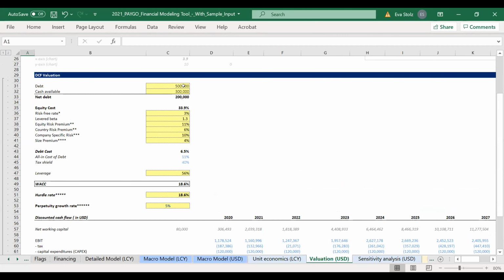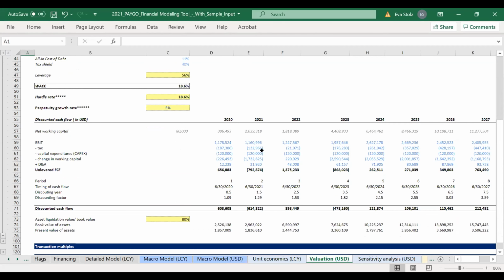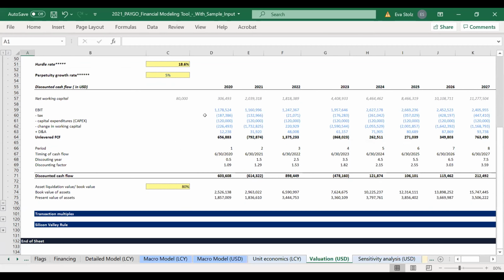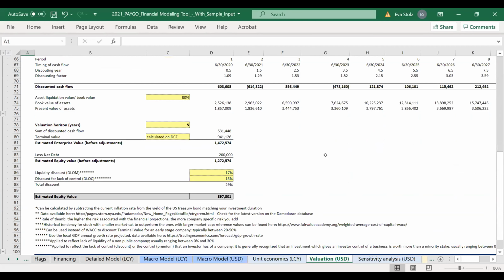So basically, the yellow input fields, again, is where you need to provide some values such as the amount of debt at the moment of valuation, the cash available, then also some assumptions to calculate the cost of equity. So here again, the model includes some instructions on how to get there. And then basically based on the other inputs that you provided on your unit economics, on the OPEX, etc., the model automatically calculates the discounted cash flow and then takes the cost of capital to derive the value of the company. And here you can also apply some discount.